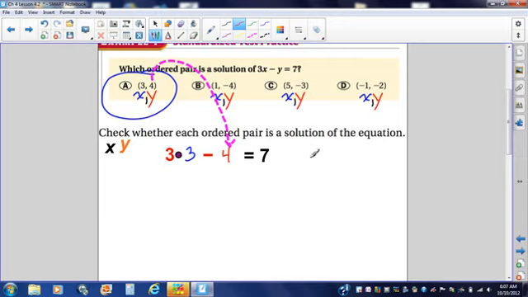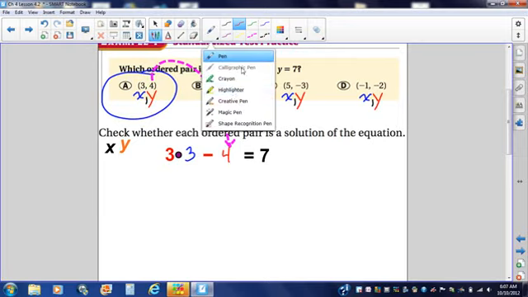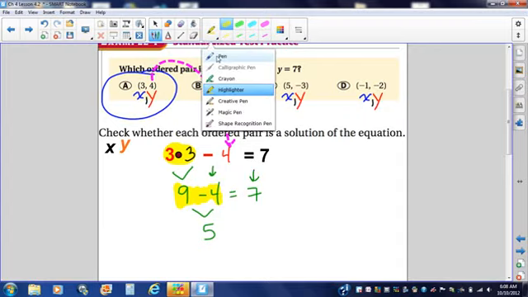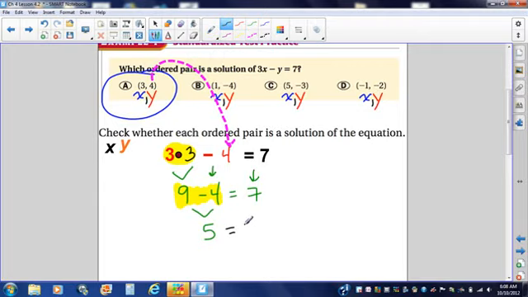Okay, now I am going to follow the order of operations. So order of operations says that I need to do multiplication first. 3 times 3 gives me 9. Copy the rest of your problem. 9 minus 4 equals 7. Well, I'm thinking that 9 minus 4 is going to give me 5. And I'm thinking that 5 does not equal 7. So this is false.